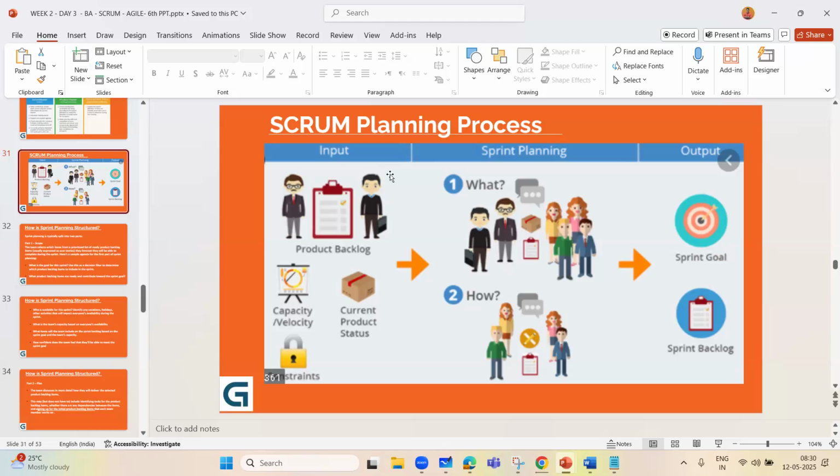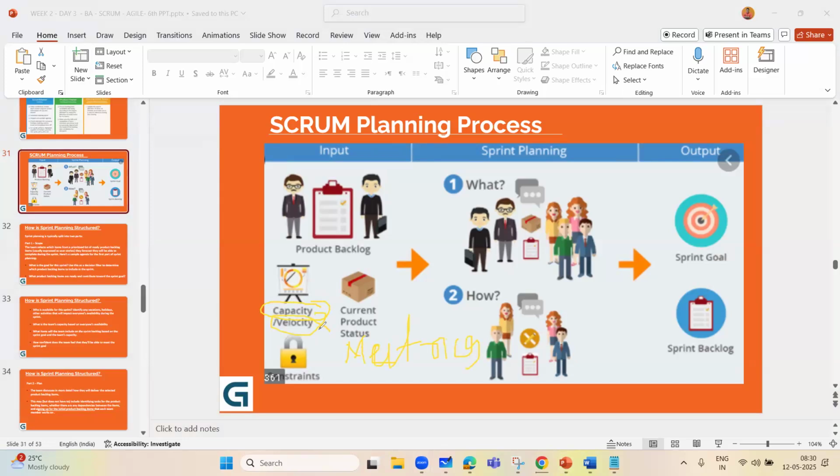Okay. So let me define for you what is capacity and velocity. So capacity and velocity both are metrics. Both are what? Scrum metrics. Metrics for what? Metrics for defining.